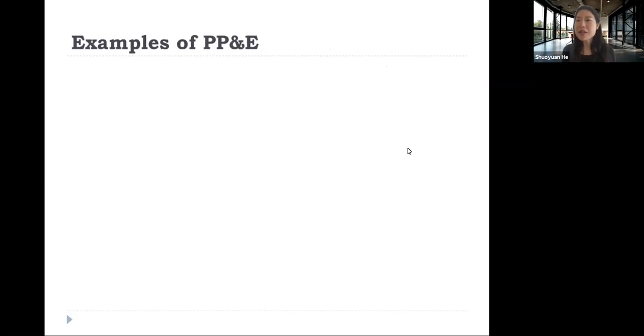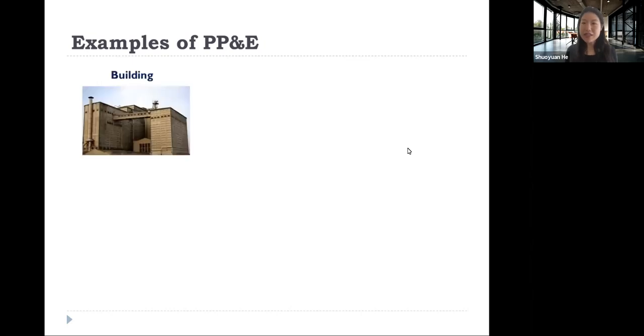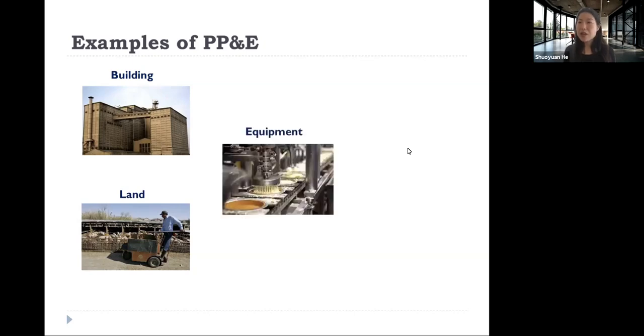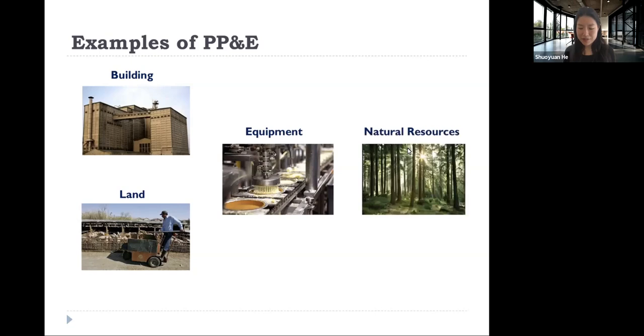And let's look at some examples of PP&E. So please take 1 minute here. Please think of what PP&E, property, plant, and equipment, you can think about. You can pause your video for now. So examples of PP&E. We have buildings. That is an example of PP&E. Land is an example of PP&E. Equipment is an example of PP&E. And natural resources, so forests, those are examples of PP&E as well.